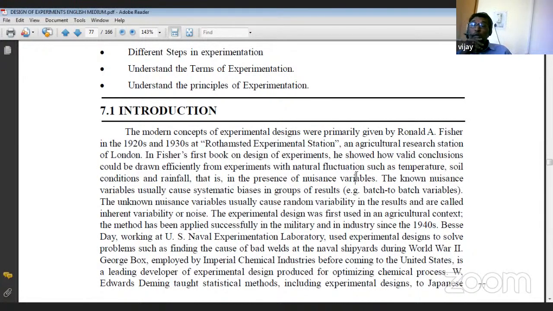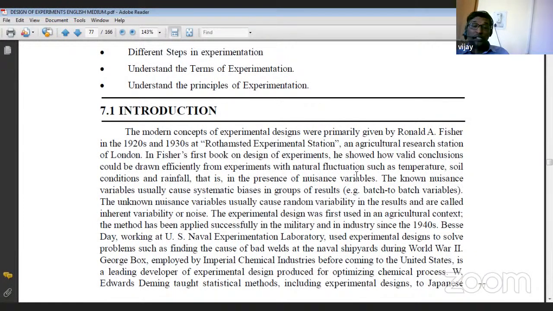The known nuisance variables usually cause systematic bias in the group of results, batch to batch variables. These variables are usually known as random variability. The results are called inherent variability or noise. The experimental design was first used in the agricultural context.